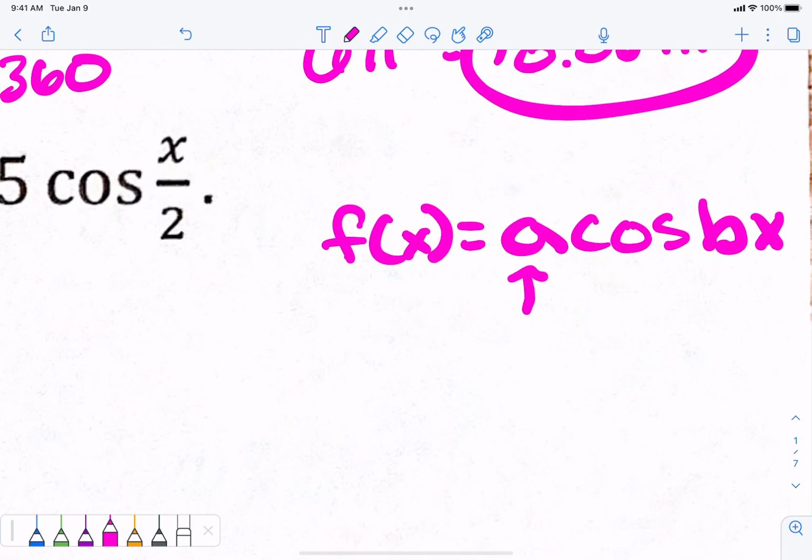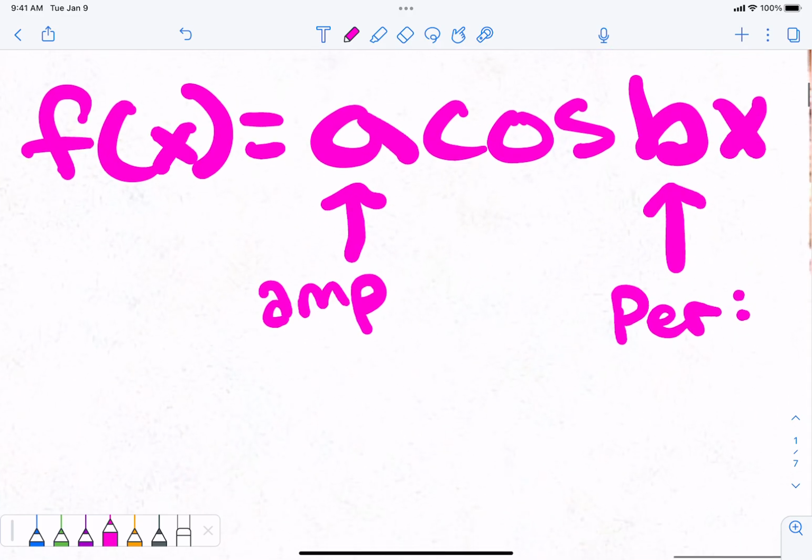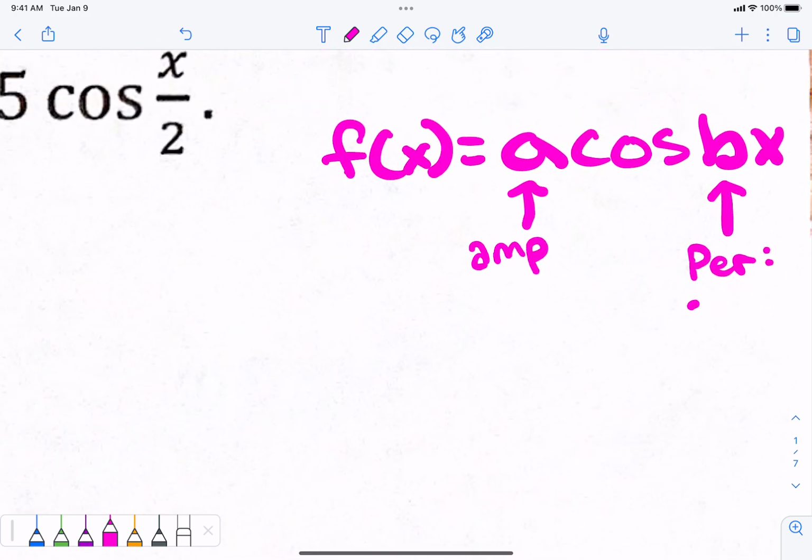This guy tells you amplitude. This guy tells you period, but it's not just period. It's 2 pi over B. Yeah, 2 pi over B tells you the period. So A you don't have to work for, but B you do.